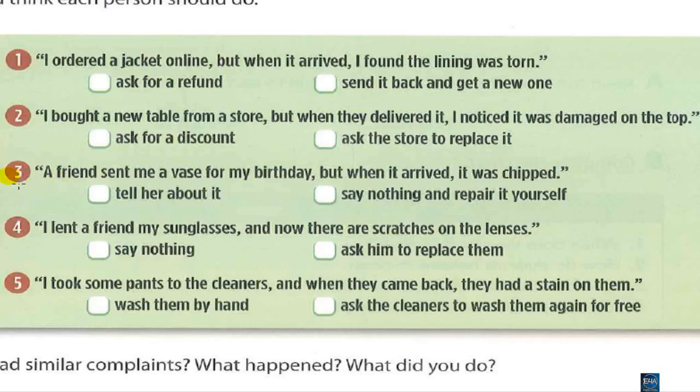3. A friend sent me a vase for my birthday, but when it arrived, it was chipped. Tell her about it. Say nothing and repair it yourself. 4. I lent a friend my sunglasses, and now there are scratches on the lenses. Say nothing. Ask him to replace them. 5. I took some pants to the cleaners, and when they came back, they had a stain on them. Wash them by hand. Ask the cleaners to wash them again for free.